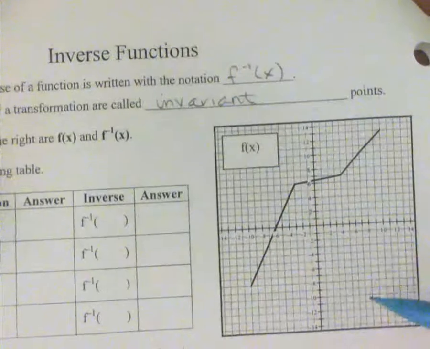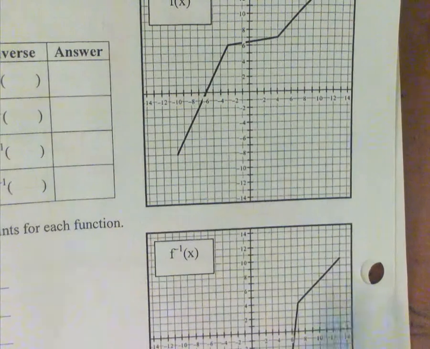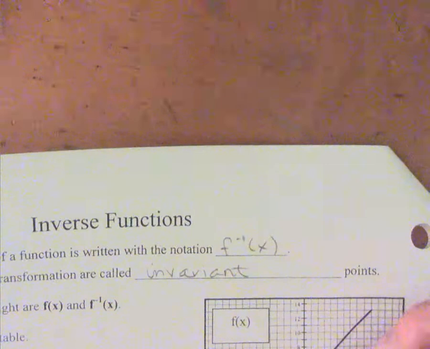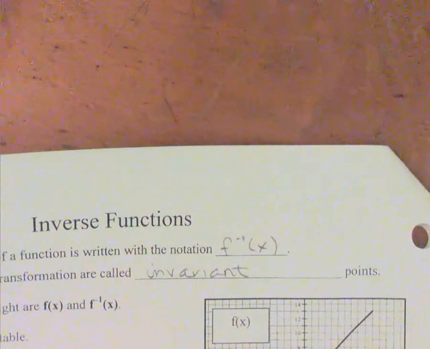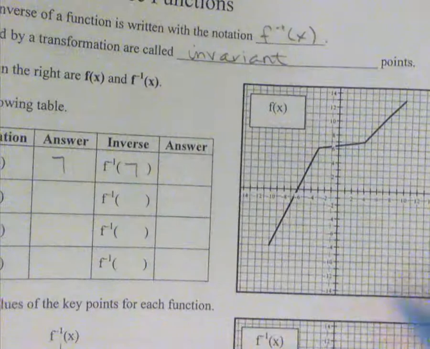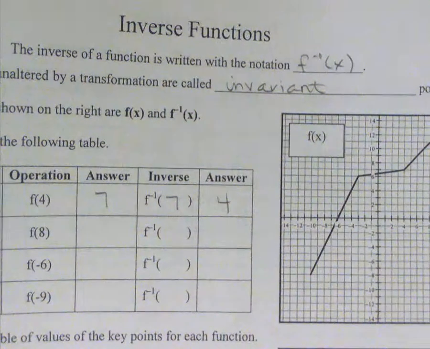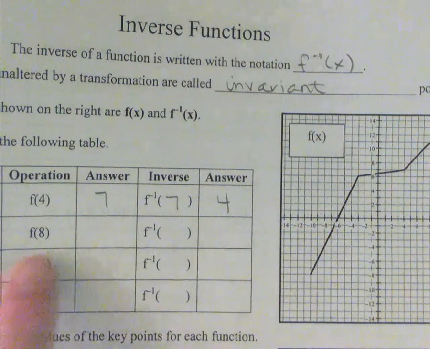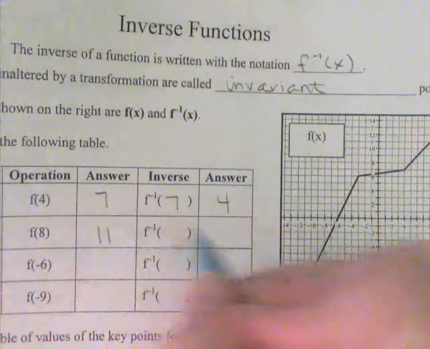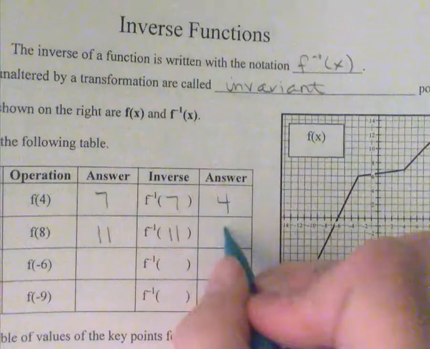So if I look, here's the f of x function, and here's the f inverse function. So f at 4, so if I go to 4 and find for f, it gets 7. If I want to do the inverse function at 7, I'm going to go look down, and at 7, the inverse function would be 4. If I look, I want to do f at 8. So f at 8 is 11. If I look at f inverse at 11, I get 8.